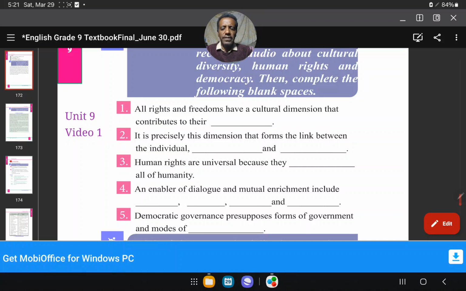It is precisely this dimension that forms the link between the individual, the community, and the group, which grounds universal values within a particular society. Human rights are universal because they belong to all of humanity.